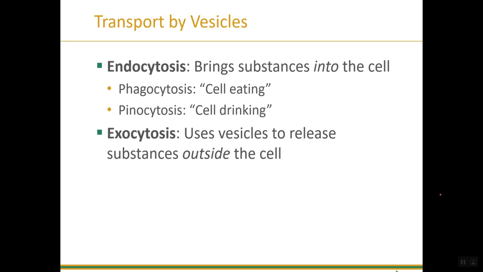Exocytosis is when the cell brings substances outside of the cell. So you can see in the diagram that you have substances within the vesicle within the cell, and the vesicle ultimately fuses to the plasma membrane and releases that content outside of the cell.